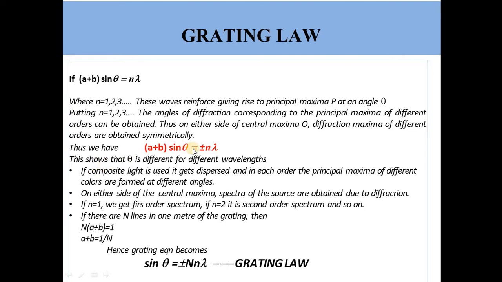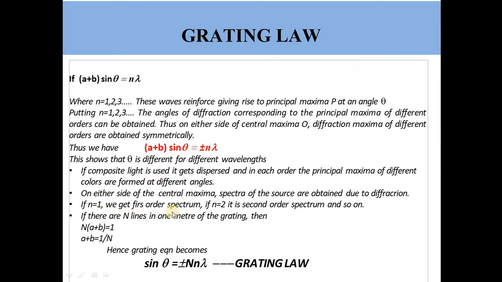And if you are using a monochromatic light, it will be having a single wavelength. Then you will get a central maxima. Then you will get a first principal maximum. Then second principal maximum corresponding to second order, third order, and so on.